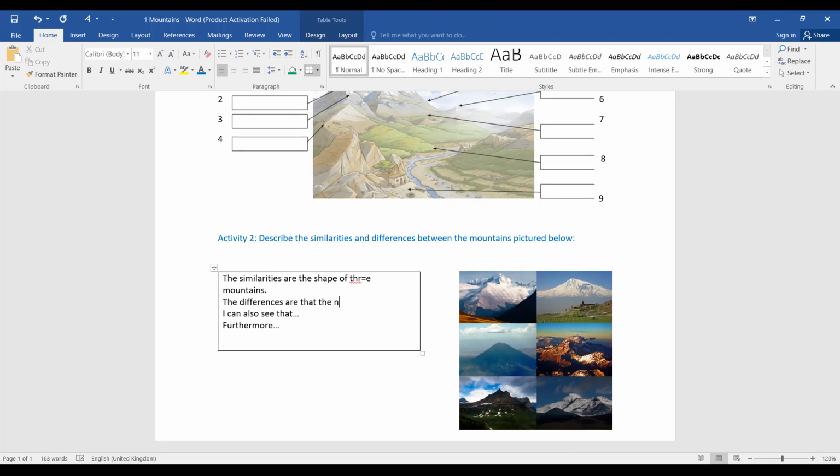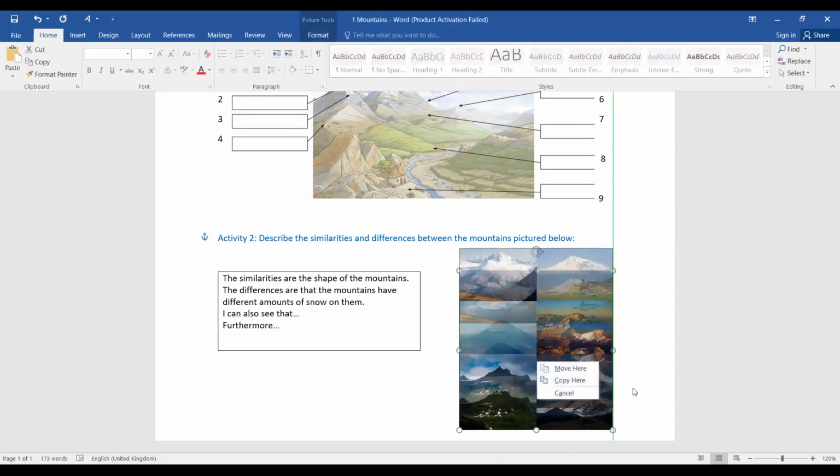that the mountains have different amounts of snow on them. I could also see that some mountains have smooth edges, some mountains have more rockier edges. Furthermore, some mountains have greenery, some mountains don't have any. You could say some mountains have flat tops, some make a peak. I've given you 4 sentence starters, but you can write more sentences than that.